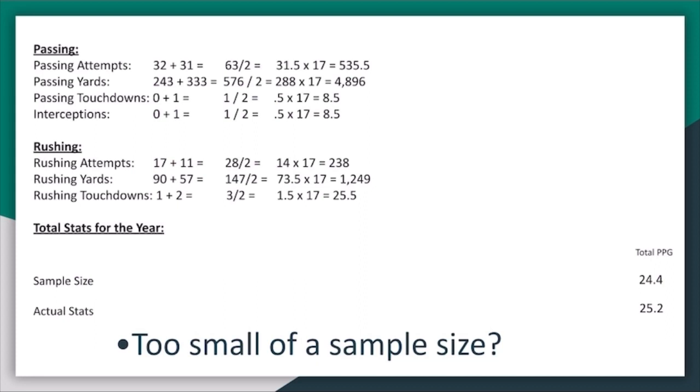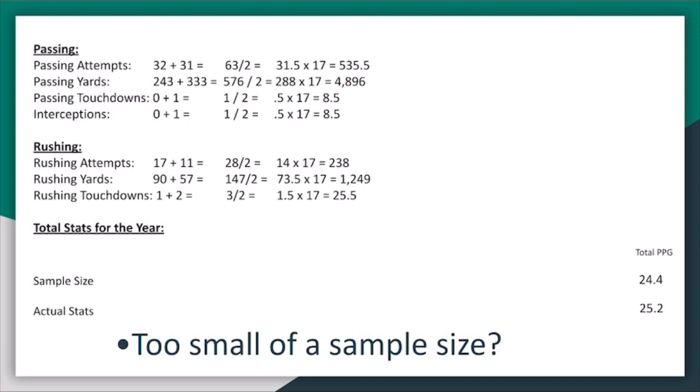So what you do, it shows the passing attempts. He had 32 and 31. So you'll just add those together. You get a total of 63, divide that by the number of games that were played, which were only 2 in this instance. You get 31 and a half, times that by 17, gives you 535 and a half.